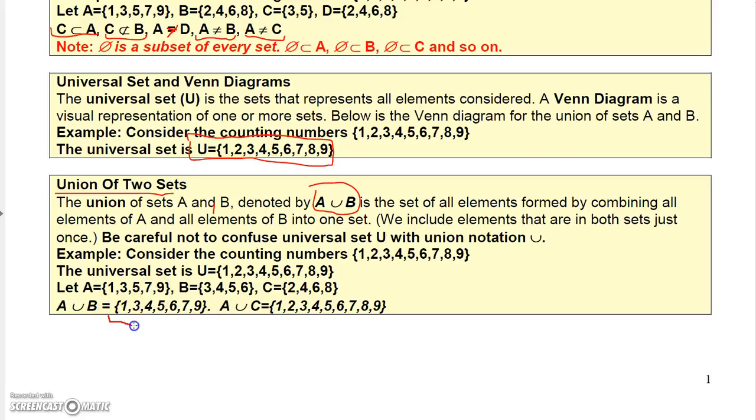But notice I only include the elements once. So even though 3 occurs in both sets, I don't write it twice. I just write it once. Now A union C would be 1, 2, 3, 4, 5, 6, 7, 8, 9. So A union C is basically everything that's in the universal set.